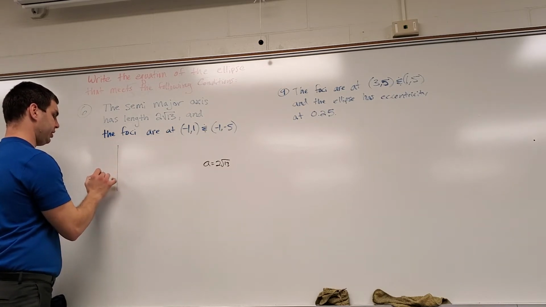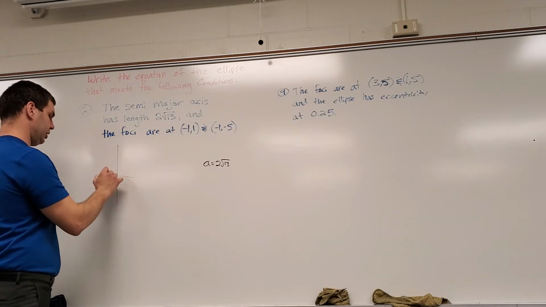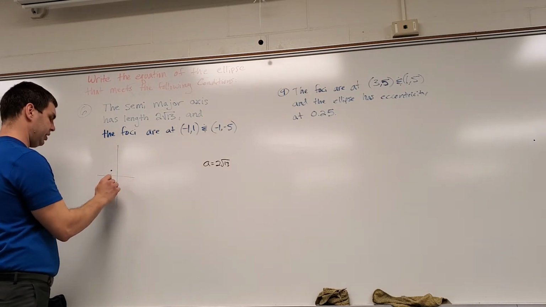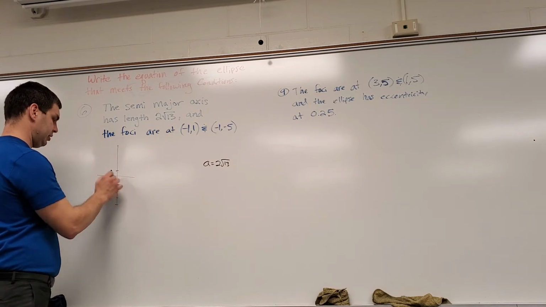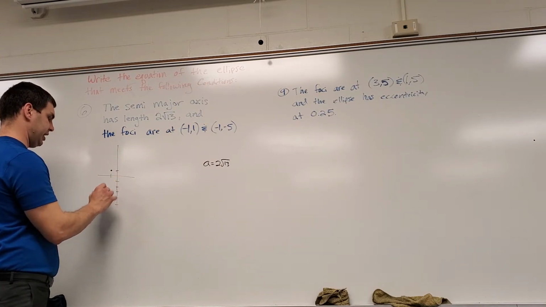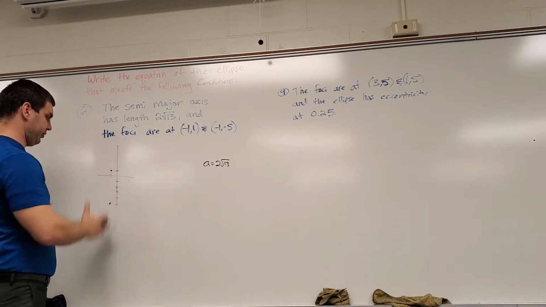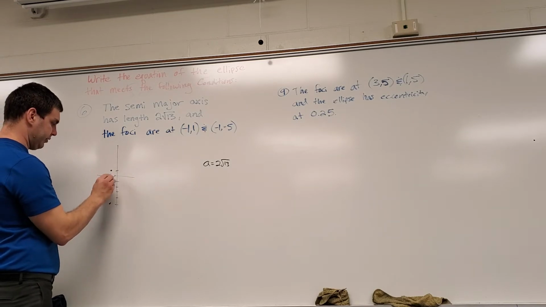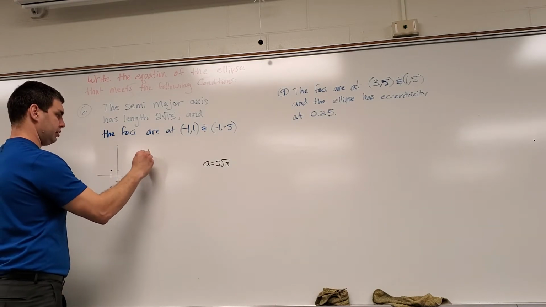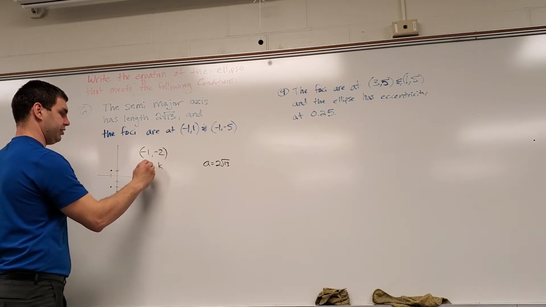So if I graph that really quick, let's see here, (-1, 1) will be back up here, and (-1, -5) will be down this way. So this is going to have a vertical orientation where our major axis is going to go vertical. If I find the point in between those, (-1, -2), that's going to be our center, right? That's going to be our H and our K values.